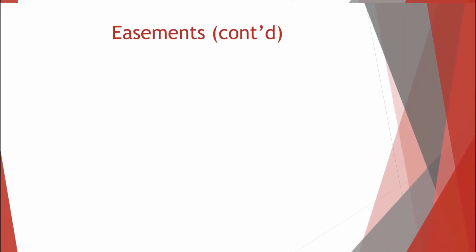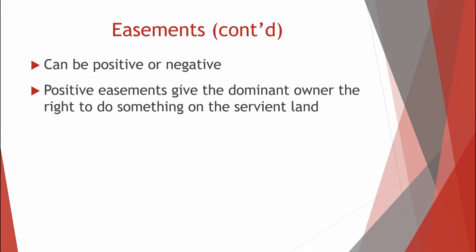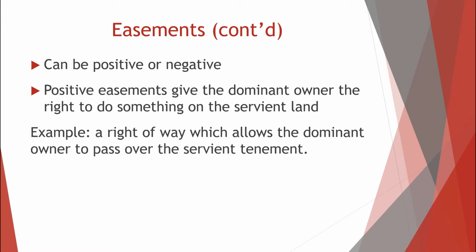Easements can be positive or negative. Positive easements give the dominant owner the right to do something on the servient land, but not necessarily the right to take something from the servient land. A right of way, allowing the dominant owner to pass over the servient tenement, is an example of a positive easement. Positive action by the dominant owner is required to enjoy a positive easement.